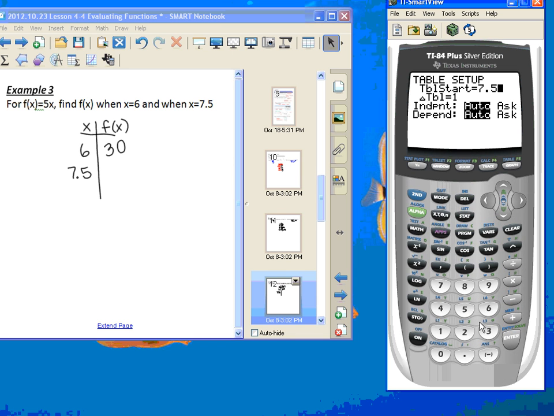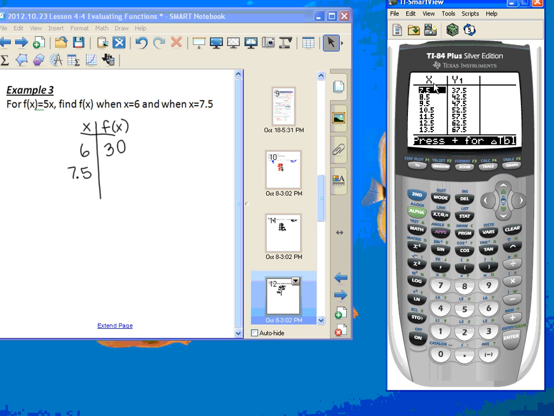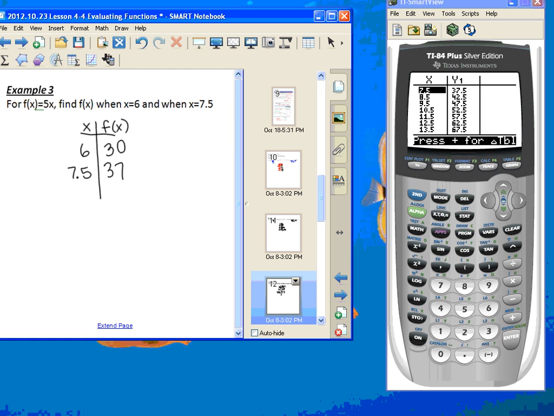Everybody got that? Okay. Right now we're under the window key. We're under second window. So we went second window. We typed in 7.5. And then we're going to go back to the table. And you should see 7.5 at the very top. So when x is 7.5, y is what? 37.5. Good. Very nice.